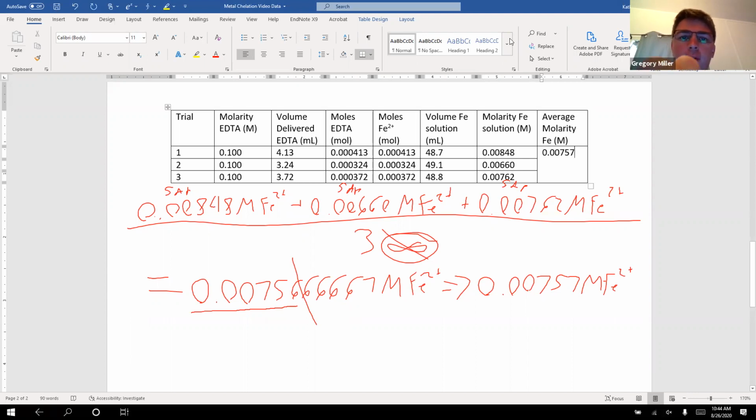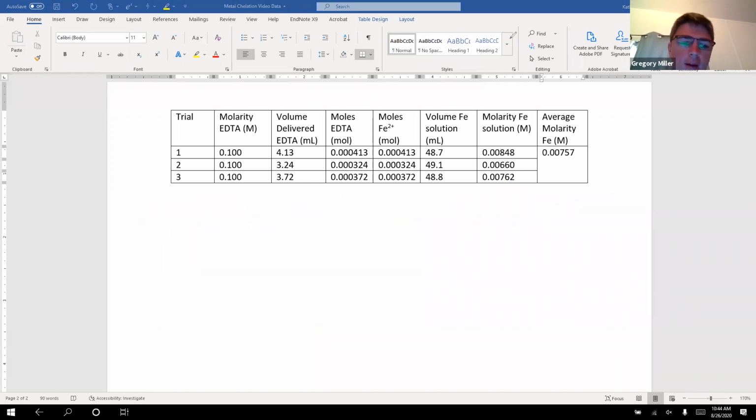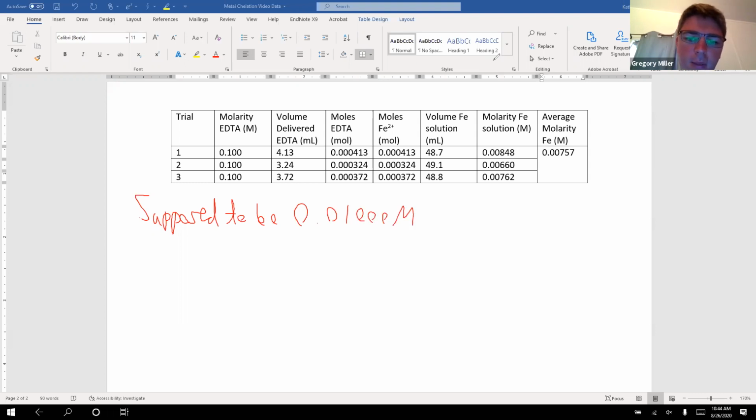So that's all of the calculations for this experiment. One of the post-lab questions will have you calculate the accuracy of your molarity. So I don't remember the exact number, but I'll make one up. Let's say it's supposed to be 0.1. Let's say the stockroom told us that it's actually 0.01000 molar.